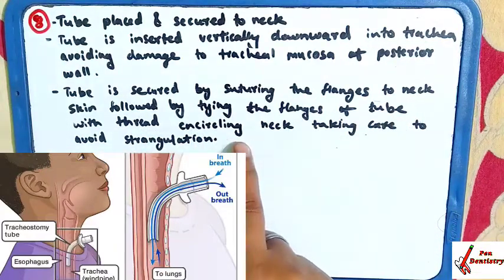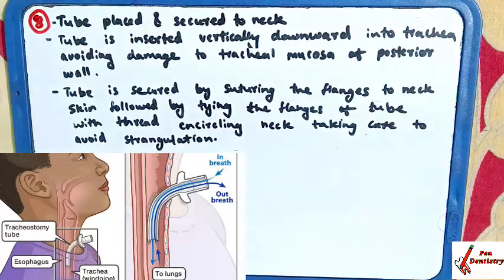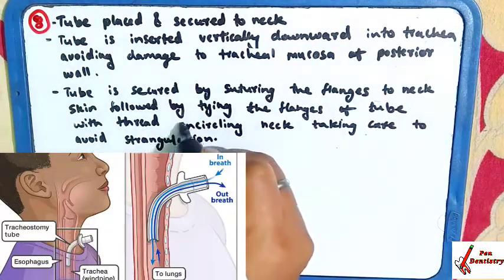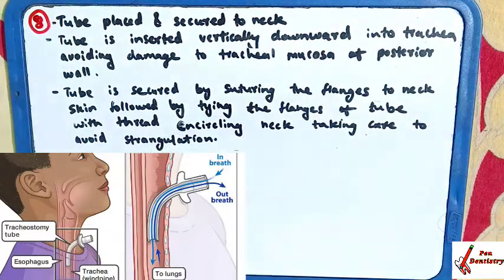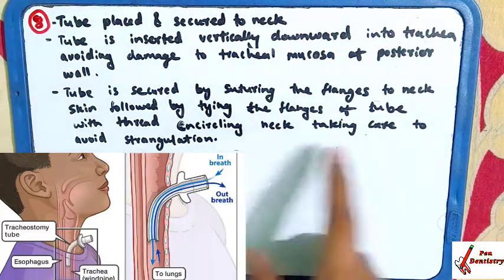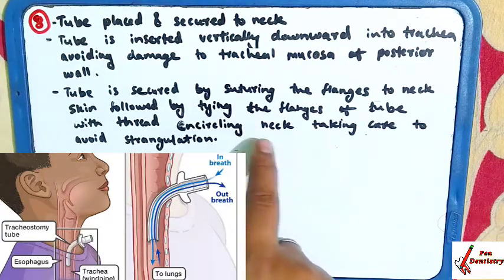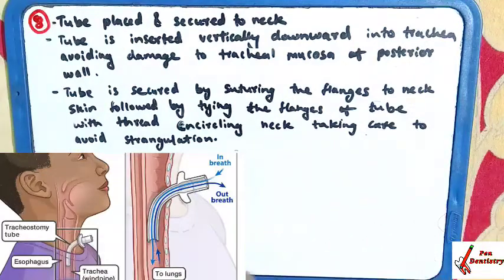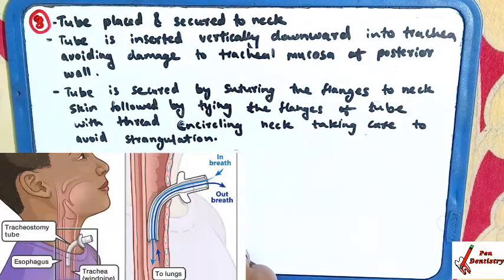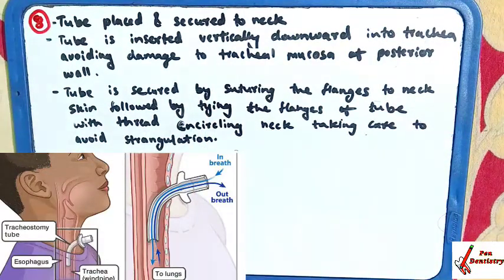You are going to encircle the neck, taking care that there should be no strangulation. To protect it from strangulation, you encircle the neck carefully. So this is the process of how you are going to place the tracheostomy or tracheal tube into the trachea by the tracheostomy procedure.